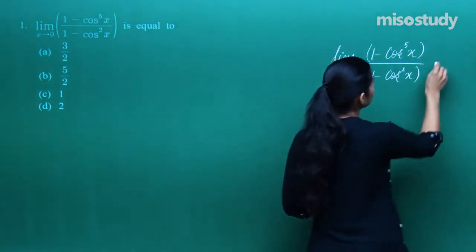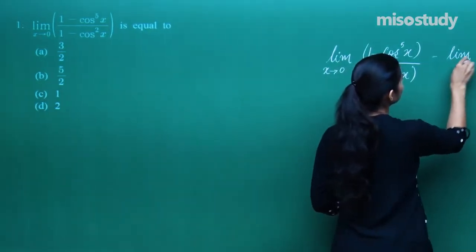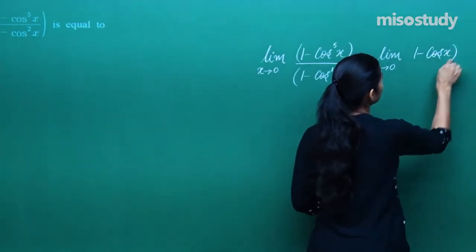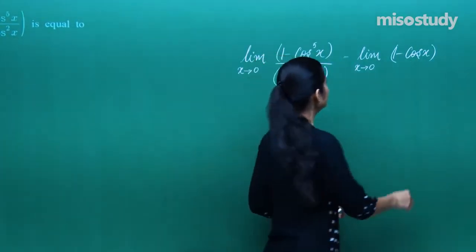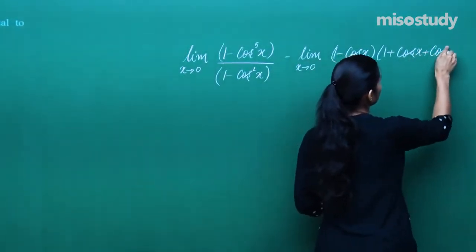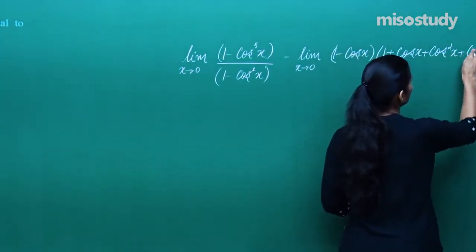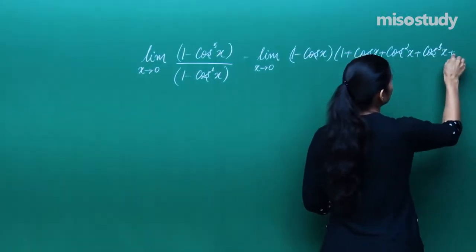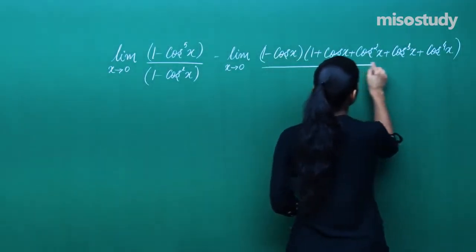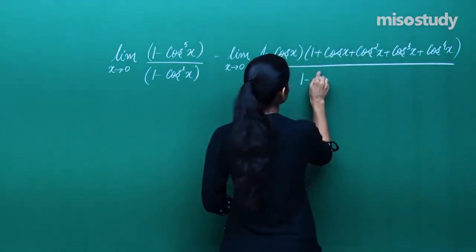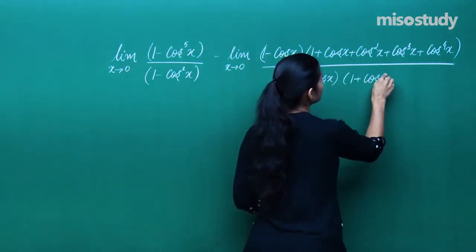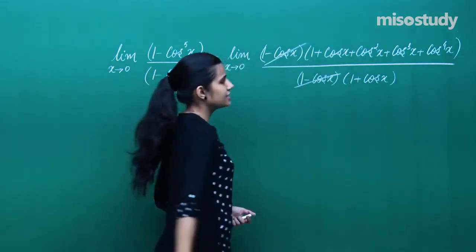So in the numerator you can very easily dissolve this into 1 minus cos x, you know this, how do we expand this? This is 1 plus cos x plus cos square x plus cos cube x plus cos to the power 4x, whole upon 1 minus cos square x, which is 1 minus cos x into 1 plus cos x. Very clearly this gets cancelled out.